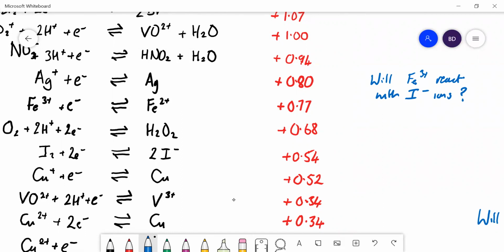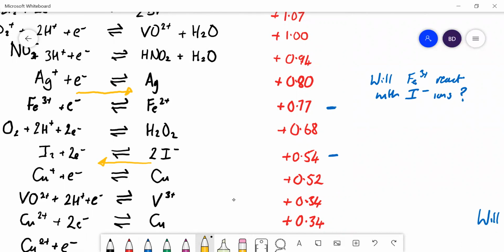Let's have a look. So we need this half equation that has Fe3+ in it, and we need this half equation that's got I2, iodine, in it. Iodine and iodide, okay. Which is the most positive out of those? Well, it is the iron one, so that will suck in the electrons. So that one's going to go forwards. Which is the most negative? It's the iodine one, so that's going to be pushing away electrons, so that's going to make those electrons and go backwards.